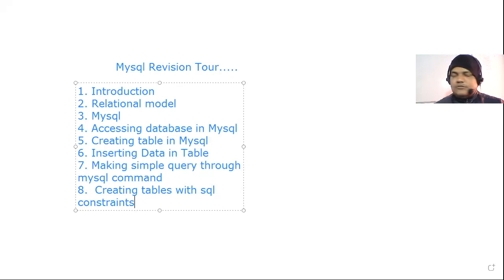So there is one constraint known as the primary key. What we will do is assign the primary key to the roll number. So what is a primary key? It uniquely identifies the record in a table.